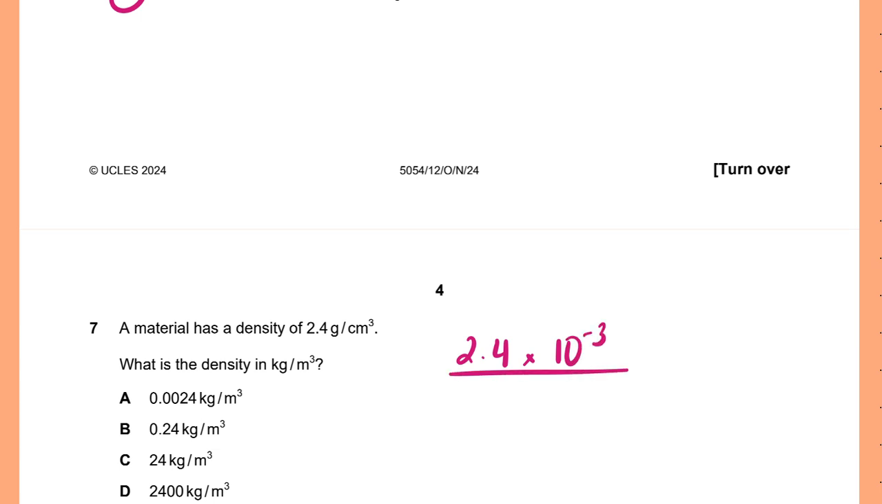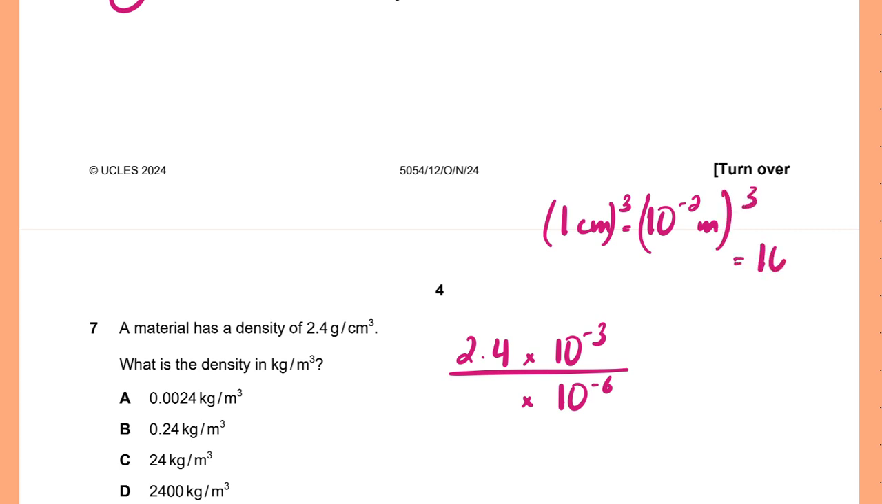And for the centimeter cube to meter cube, I would multiply by 10 to the -6. Why is that? Because 1 centimeter is 10 to the -2 meters. So to get the conversion between cm cube and meter cube, I would cube both sides, and 10 to the -2 cubed becomes 10 to the -6. So I multiplied by this, and as you can see, when this goes up here, this becomes -3 minus -6, which is -3 plus 6. So in essence, it is 2.4 times 1,000, which is 2,400.